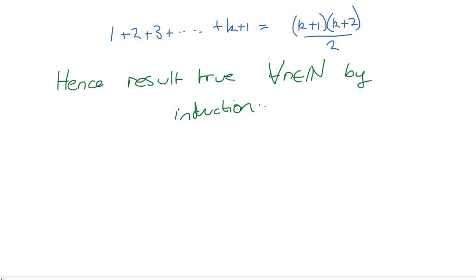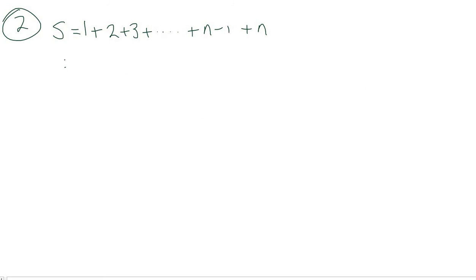Okay, that's the end of the induction proof. Now we'll move on to proof number 2. So this is what we want to prove: 1 plus 2 plus 3 all the way up to n minus 1 plus n. Now what Gauss did to prove this is he looked at 2 times s.